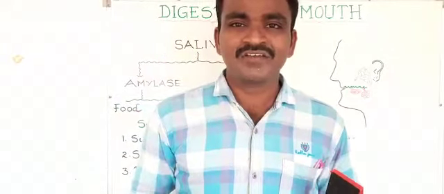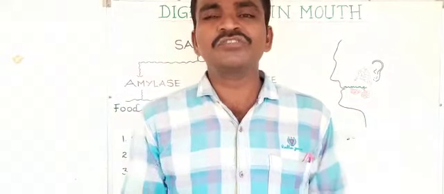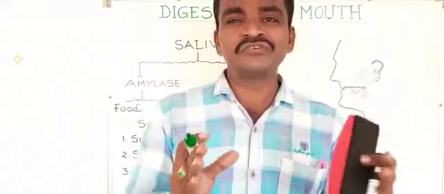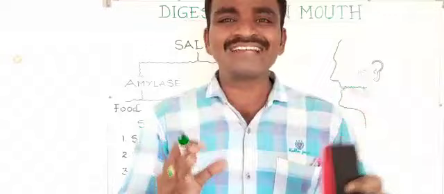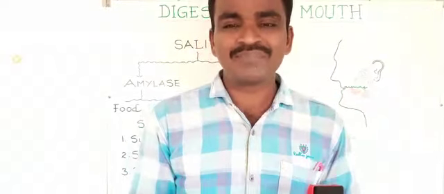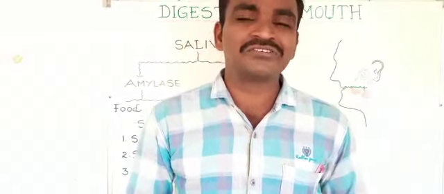Before swallowing, chew the food thoroughly. Why do we chew the food thoroughly in the mouth? Because digestion is started in the mouth. How does it happen in the mouth? Let us study.